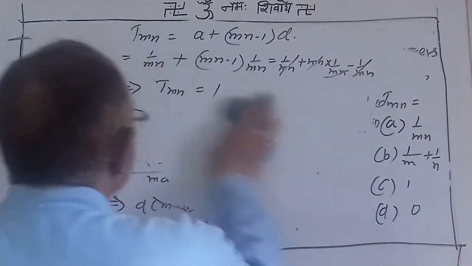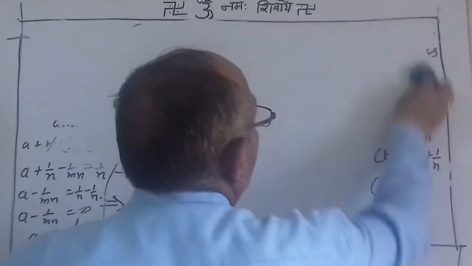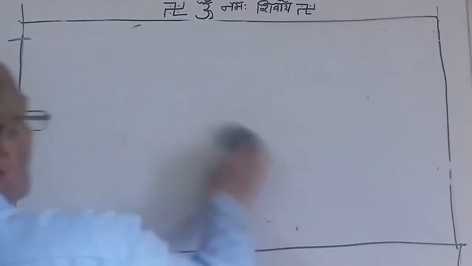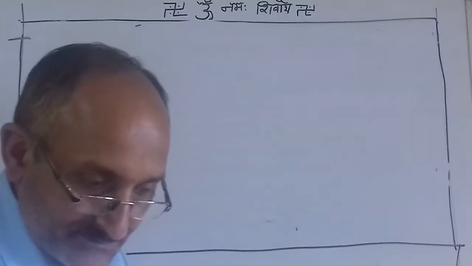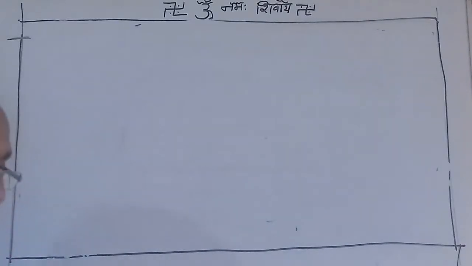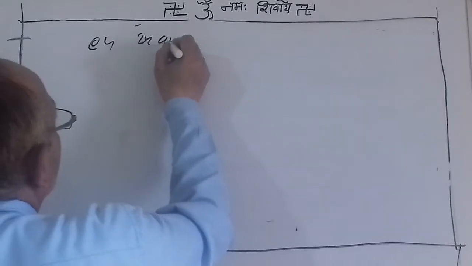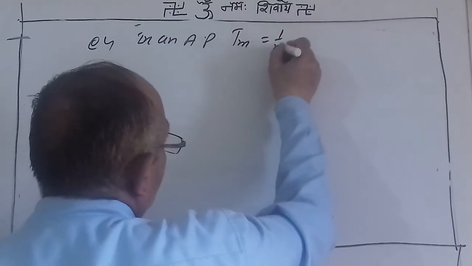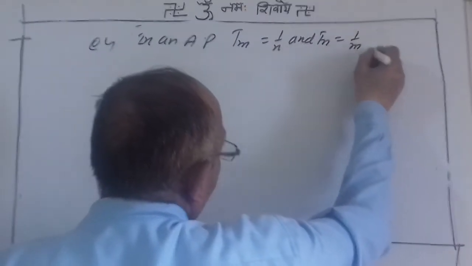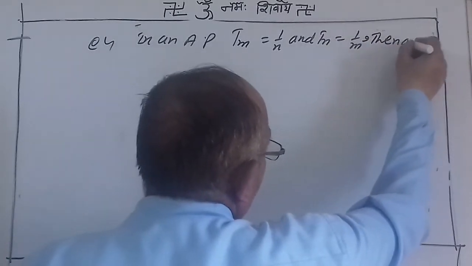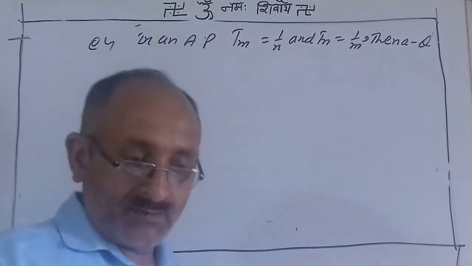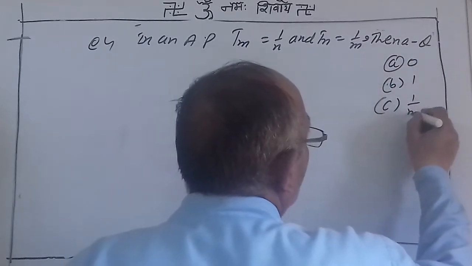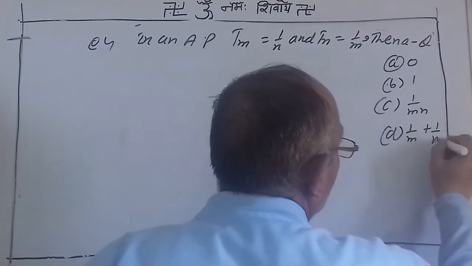Our question number 4 is: in an AP, Tm is 1 by n and Tn is 1 by m, then a minus d, we have to find out. The options are 0, 1, 1 upon mn, and 1 upon m plus 1 upon n.